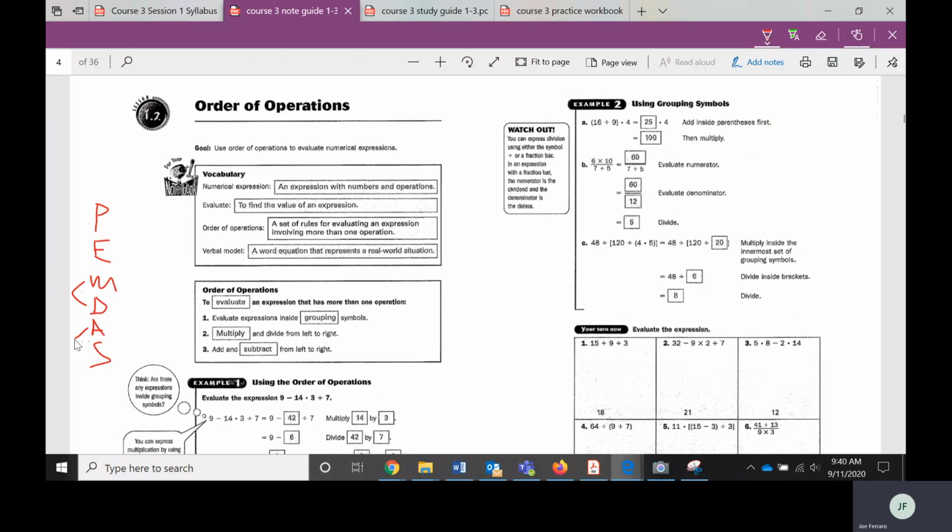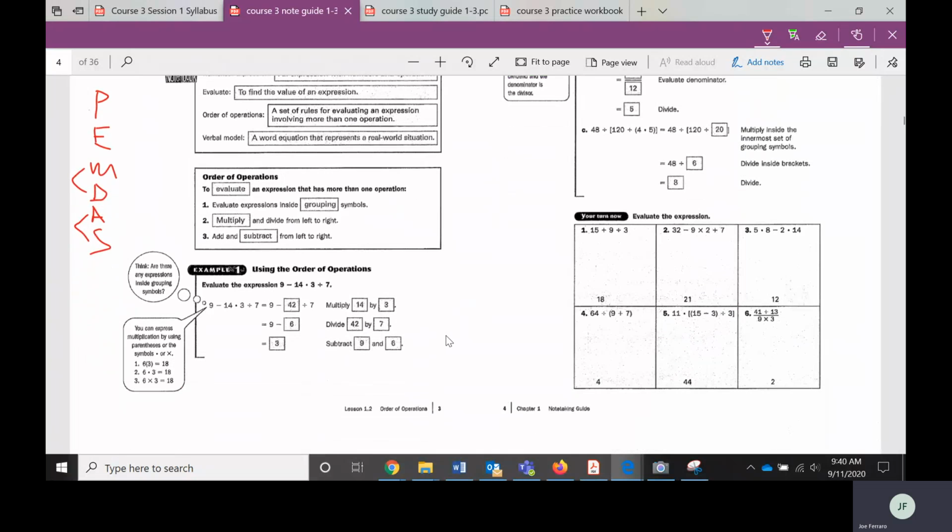Then you look for addition and subtraction. Again, those are on the same level, so it's not always addition before subtraction. You do whatever comes first, left to right. Okay, so that's just what it's talking about here. Okay, so let's just look at a few examples, and then I'll give you suggestions on how to practice this stuff.